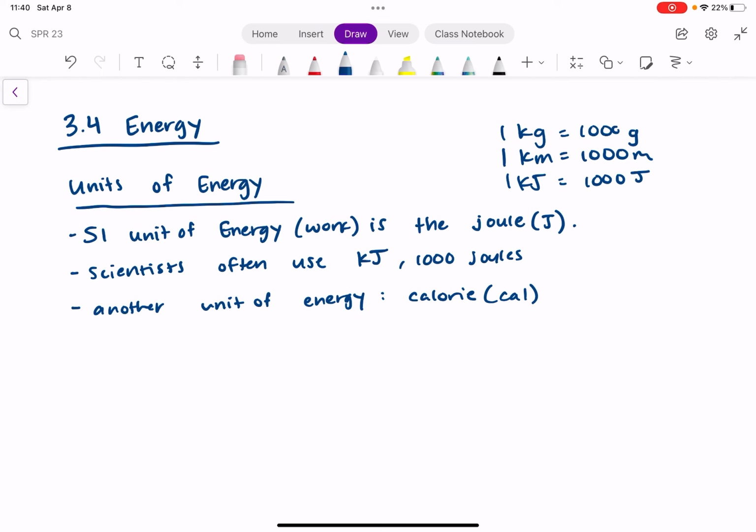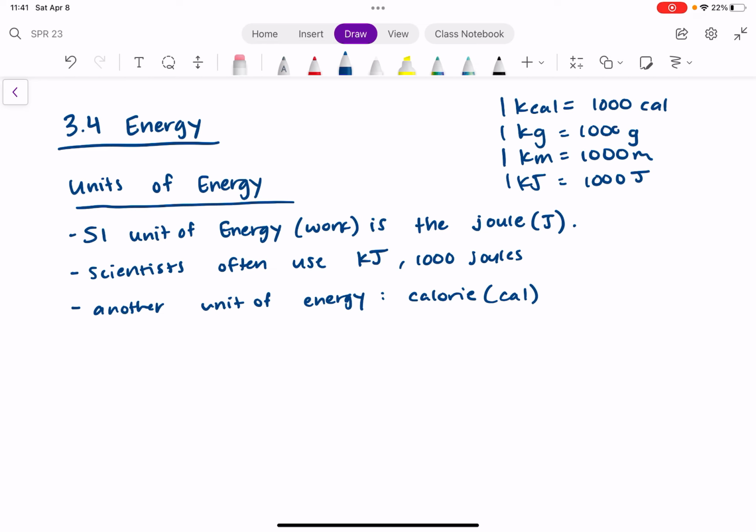It's defined as the amount of energy or heat needed to raise the temperature of 1 gram of water by 1 degree Celsius. We don't really need to think about that right now, but it's just something that's kind of interesting. And scientists will also use kilocalories, right? Just like they'll often use kilojoules, and that just equals 1,000 calories. So 1 kcal is 1,000 cals. Okay, all right, that's all I wanted to tell you about units of energy.